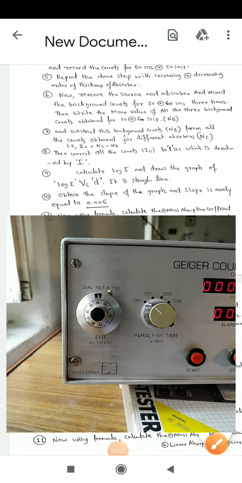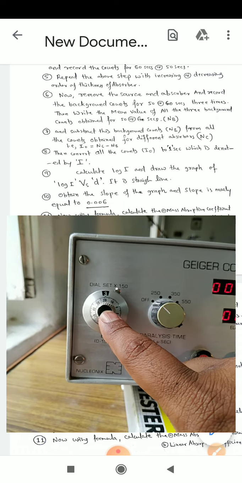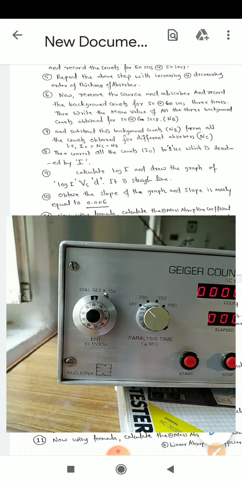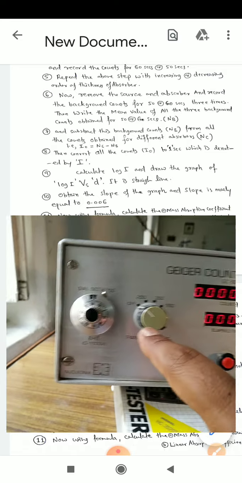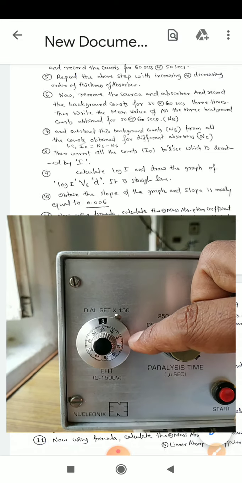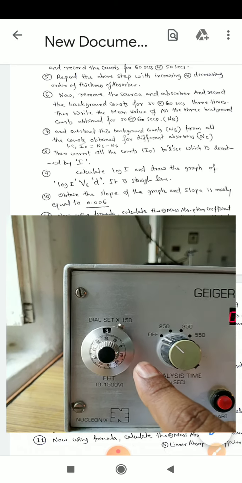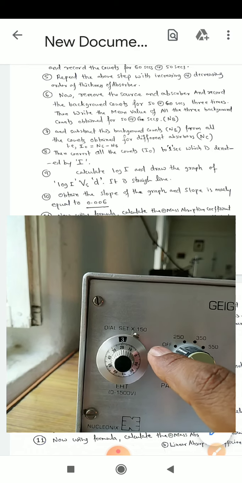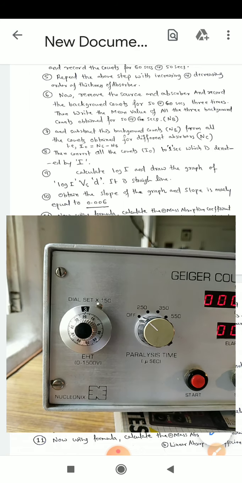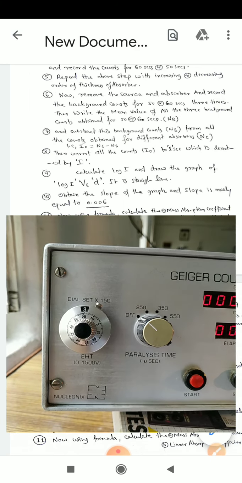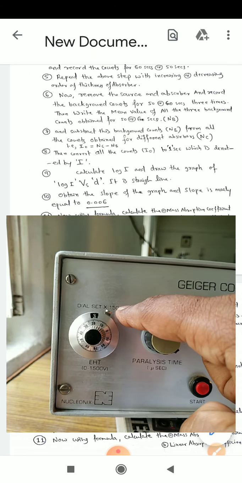Now to set the operating voltage, you can use the dial set knob here. This is the dial set knob, and here there are 100 divisions, like 0, 10, 20, 30, 40, 50, 60, 70, 80, 90 and 100. So if you give one rotation of the dial set knob, that is 0 to 100, it is equal to 150 volts.